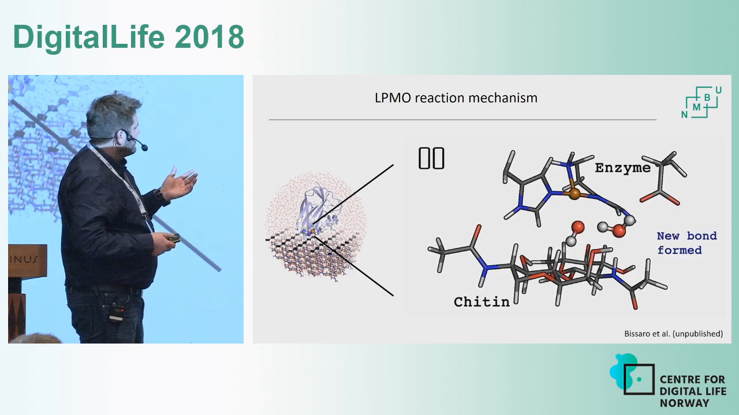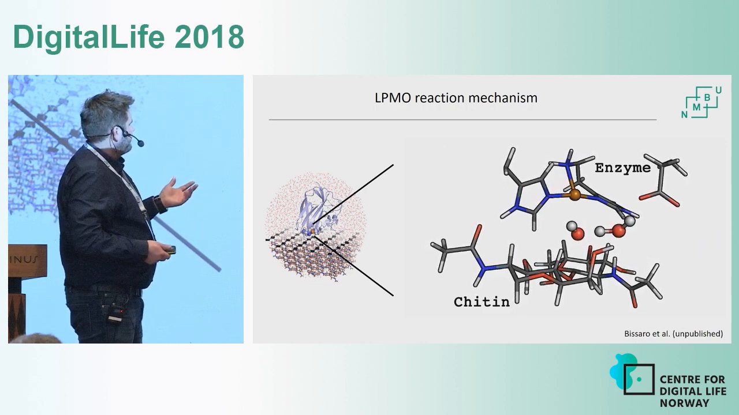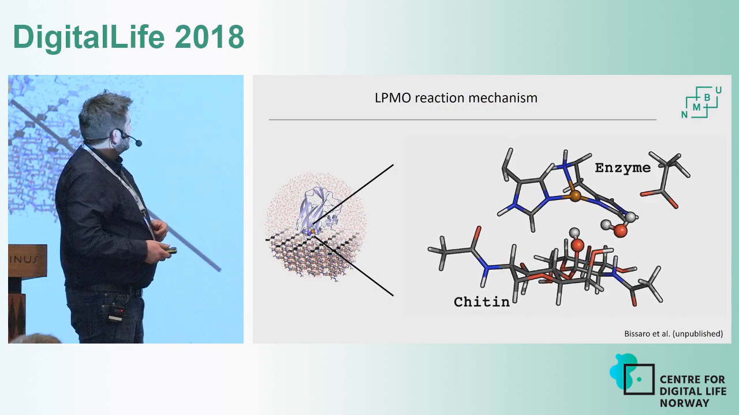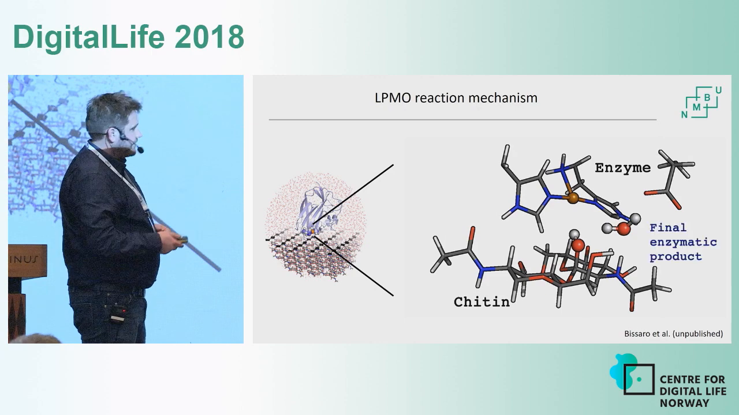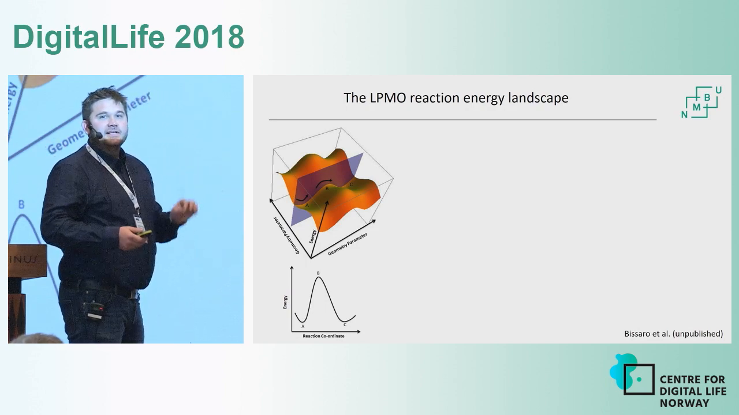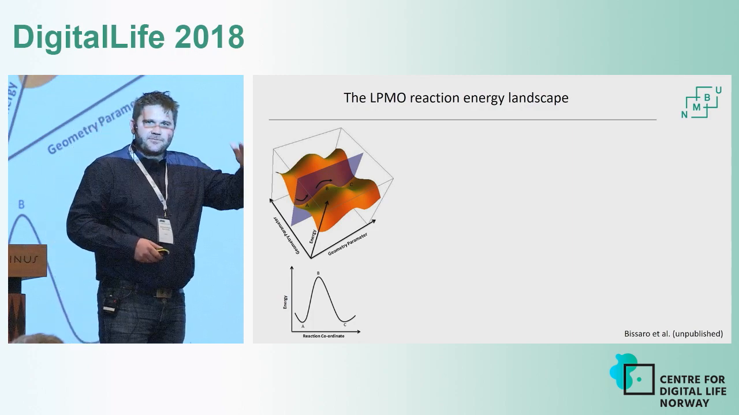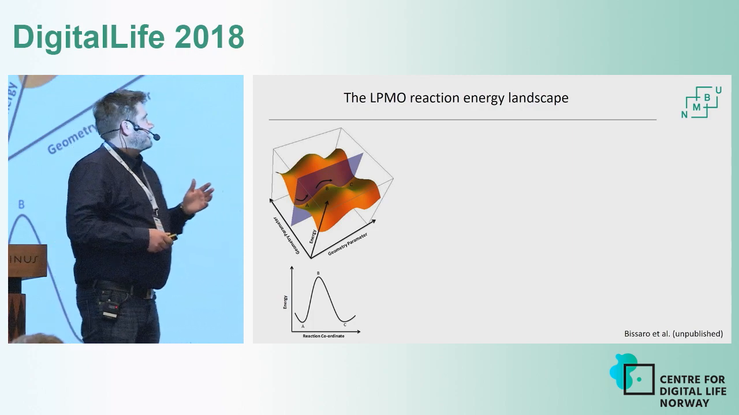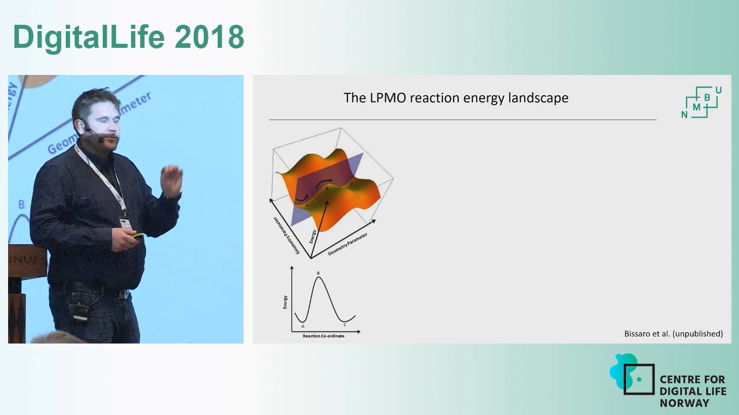It does. And now this oxygen recombines to this carbon to form a new bond. And this is the final enzymatic product. So this is a movie showing how it goes on. Is it feasible? We have to look at the energy landscape of the reaction to figure out which steps are the most energy-consuming ones.